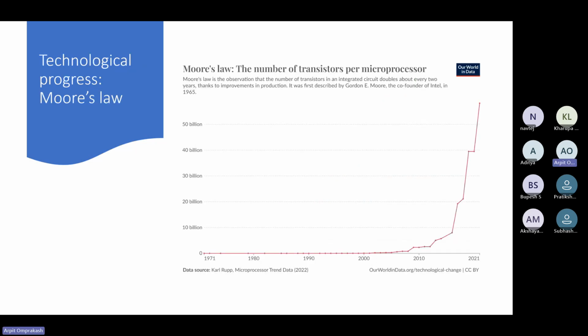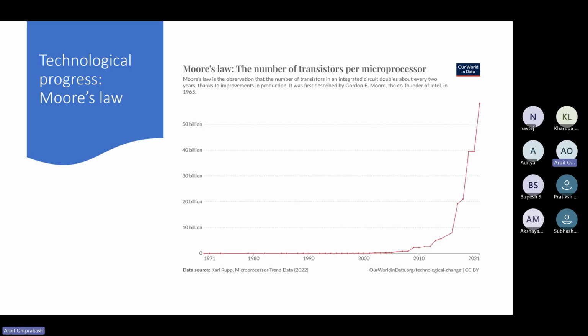Then we talk about technology. Technology also is advancing. So we are using more and more transistors per microprocessor. We are using more and more resources to create these chips. As some of you might know or might have heard, there is a global chip shortage now where companies are finding it very difficult to find the raw material, silicon, germanium, and all, to produce chips.